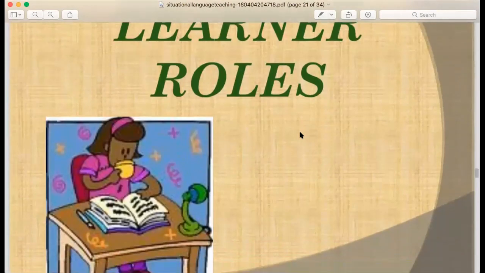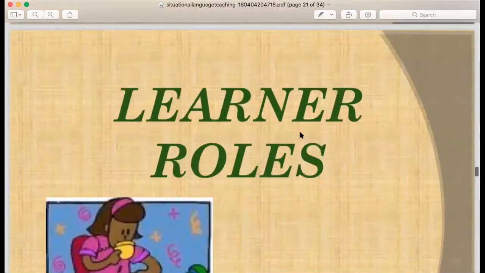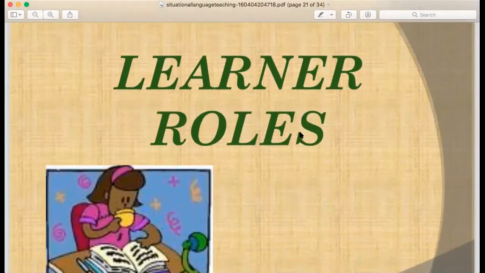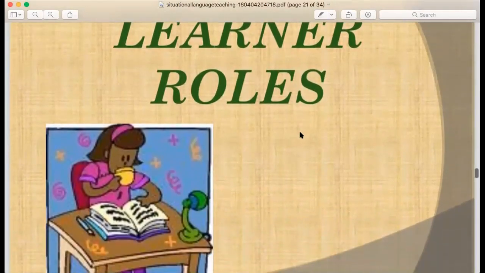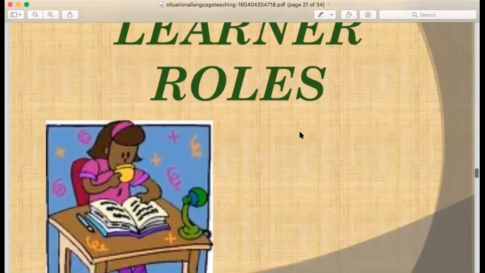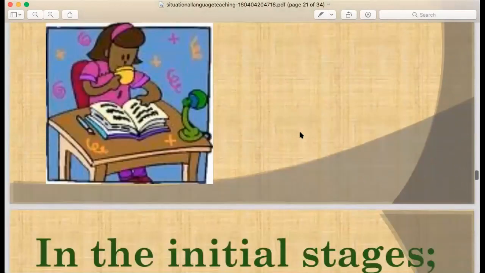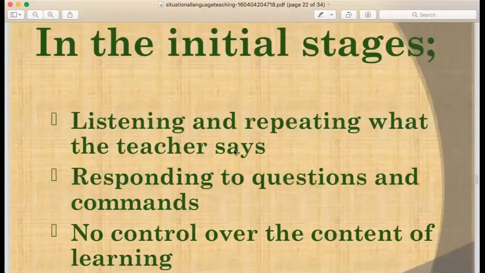Learners have the same role as they have in audiolingual method. They actually follow the teacher. The teacher acts as a model, okay, for all the structures and for all the pronunciation that they are learning. Teacher acts as a model, and these classes are teacher centered. Learners have an active role in the classroom, but they actually are following the teacher, right? So in the initial stages, they are just repeating and listening and whatever the teacher is saying.